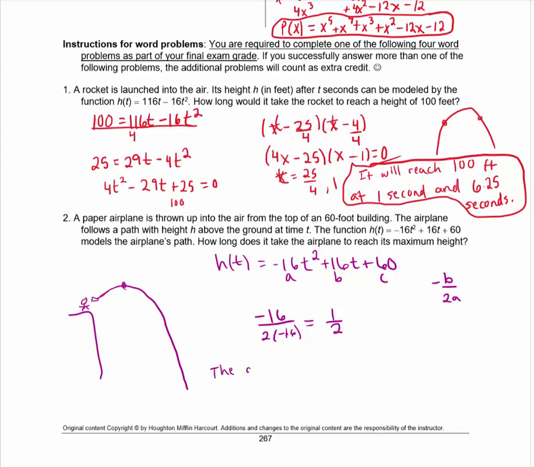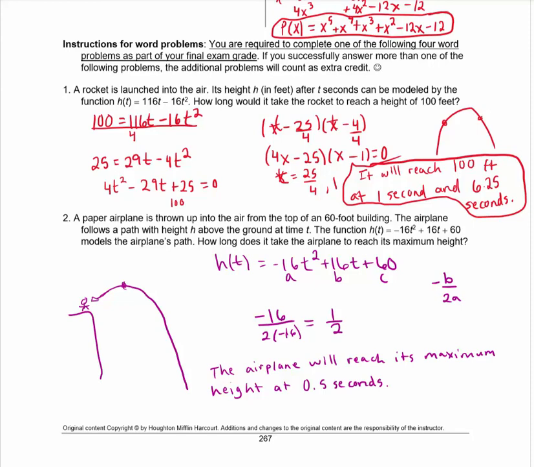So the airplane will reach its maximum height at 0.5 seconds. And you don't have to change it to a decimal.